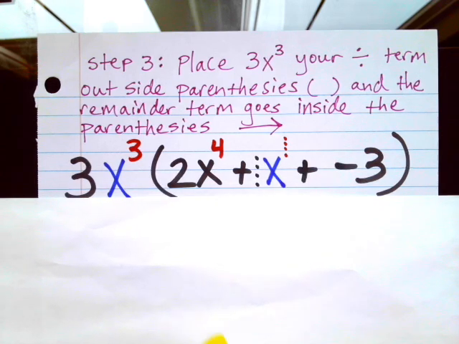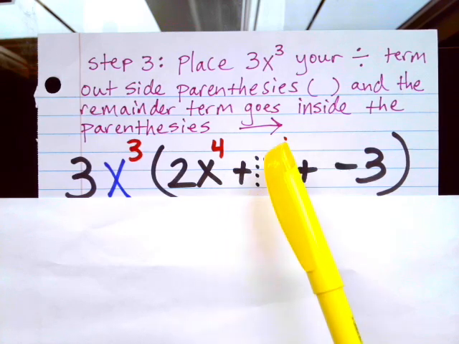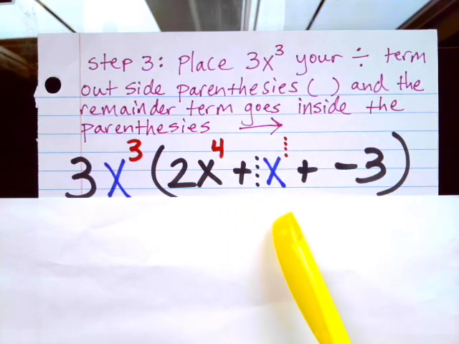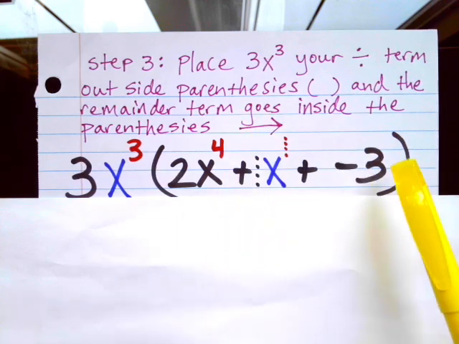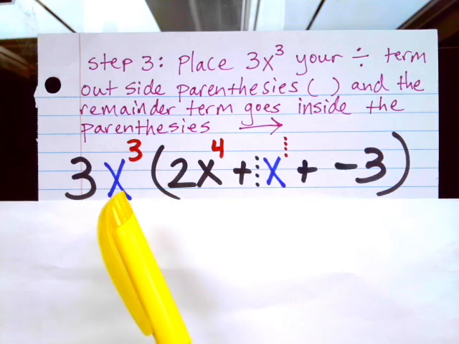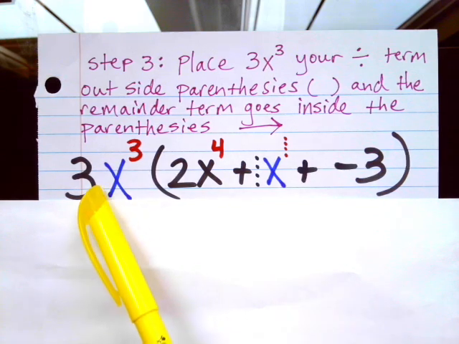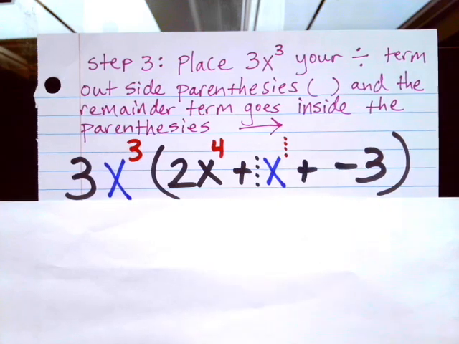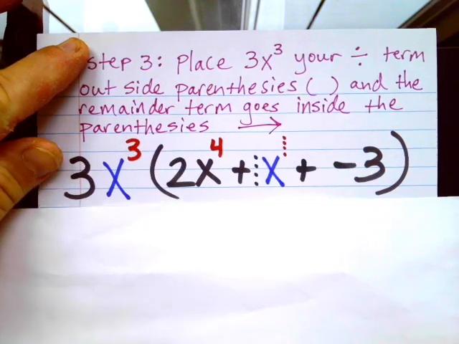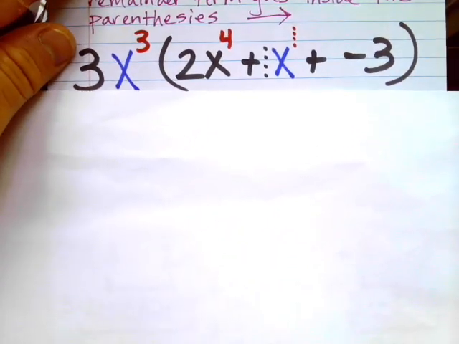So remember we had 2x to the fourth power plus x, that's an invisible 1 as the exponent, plus that negative 3. That was the remainder after we divided and simplified, and we used 3x cubed to divide each of those terms. So now we're going to check our answer by distributing, multiplying 3x cubed times each of these terms. And if we end up with that same expression that we started with, then you know you had factored correctly.